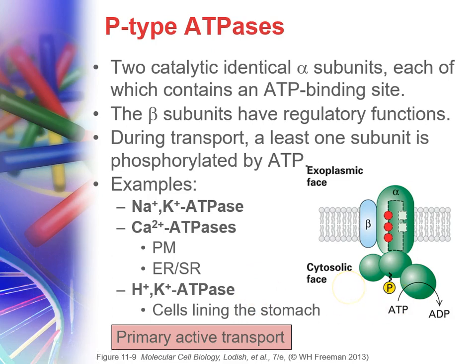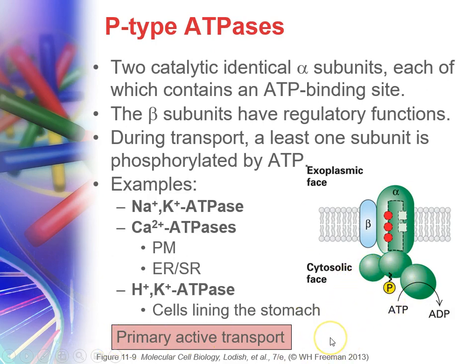So again, P-type ATPases are classified as such because at least one of the subunits, they usually have two subunits, two identical alphas, two beta subunits, and at least one of the subunits is phosphorylated by ATP.